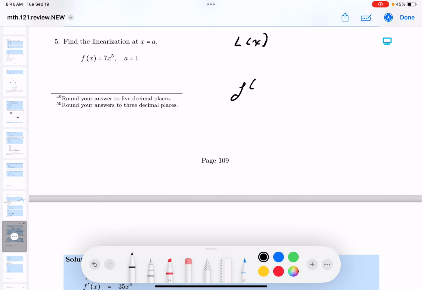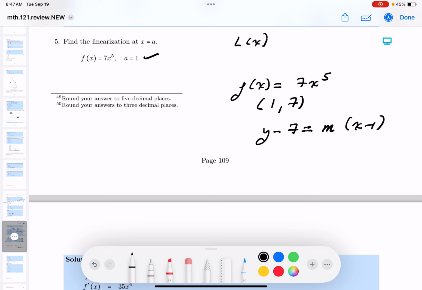So f of x equals 7x to the fifth power. I want to point out the point is going to be (1, 7). Again, we're doing a. The equation of the tangent line is going to be y minus 7 equals m, we'll do that later, and then times (x minus 1). Right now, L of x when I solve for y, but we're not there yet.